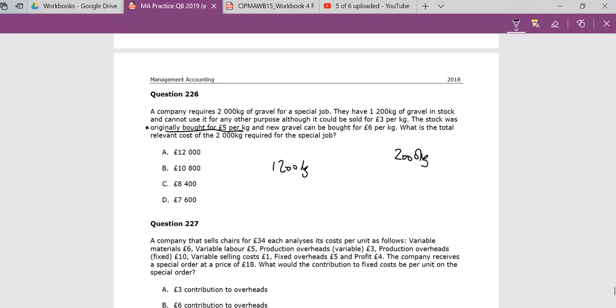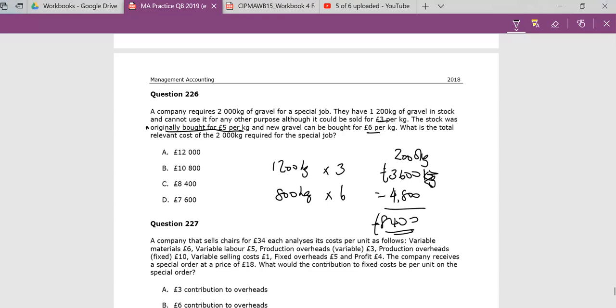The argument is really that there is a cost, because we lose out on being able to sell it for £3. So the cost to us of giving it to these guys is that we lose out on this gain of 3,600. That's a relevant cost. Then we still need to buy in 800 kilograms. That's not going away. And it says that we can buy them for £6, and that is 4,800, bringing you to 8,400. So that's the full cost.